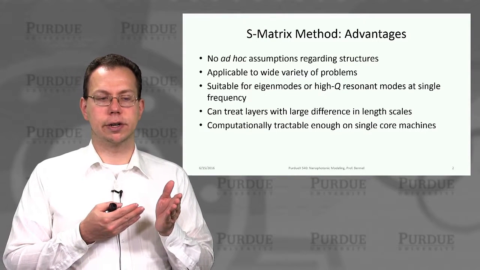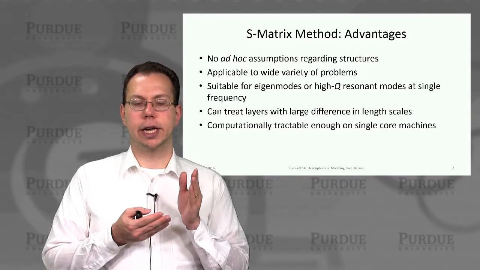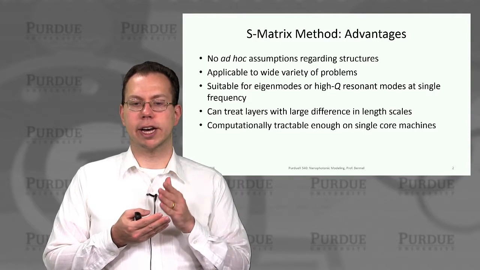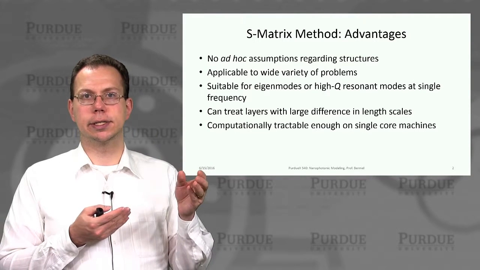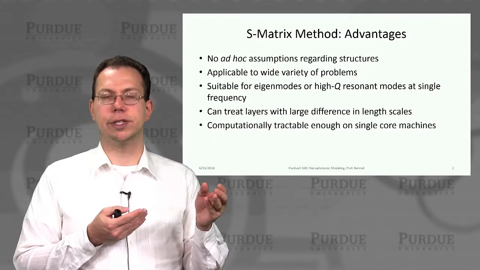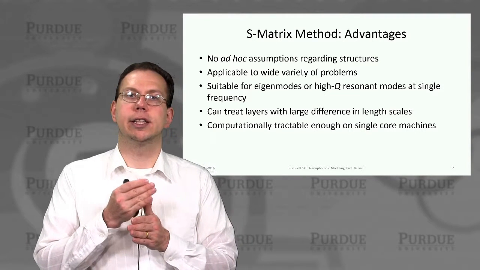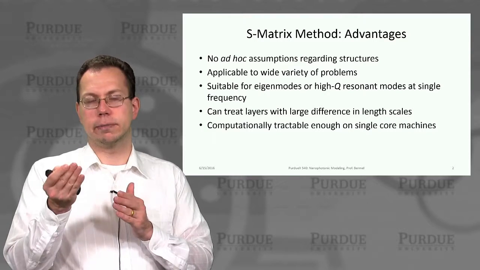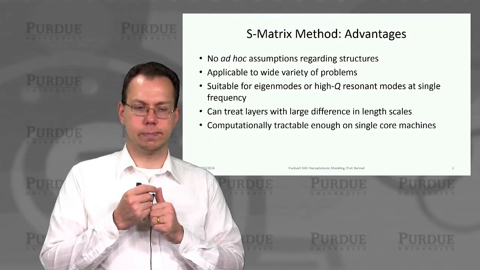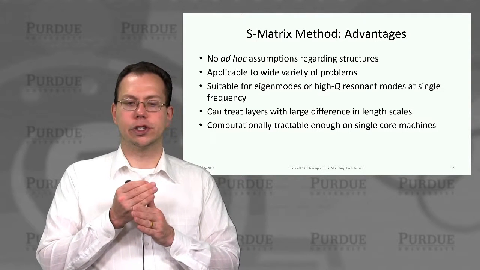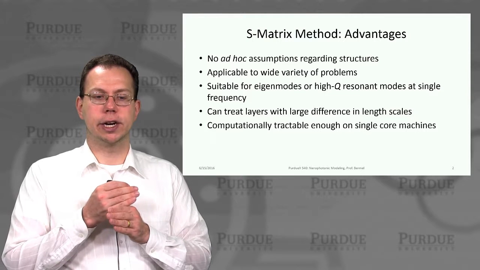Another very crucial advantage is that you can potentially treat eigenmodes or high quality factor resonant modes, especially at a single frequency, because this calculation is all happening in the frequency domain. When you have a very narrow range of frequencies and you need to find the exact resonance and pick up sharp spectral features, this is very good for that. And you can also treat layers that may have vastly different thicknesses.